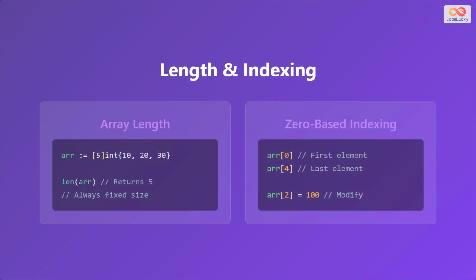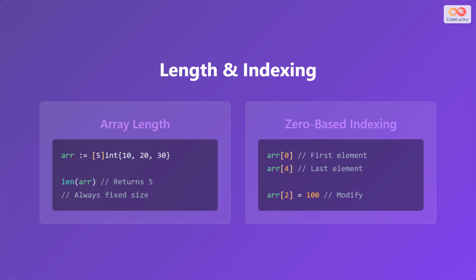Let's see how we can find the length of an array and how indexing works. To find the length of an array, you can use the len function. For example, if we have an array arrayName := [5]int{10, 20, 30}, then calling len(arrayName) will return 5, which is the size of the array. Remember that the size of an array is always fixed.